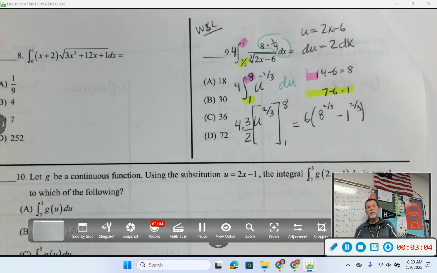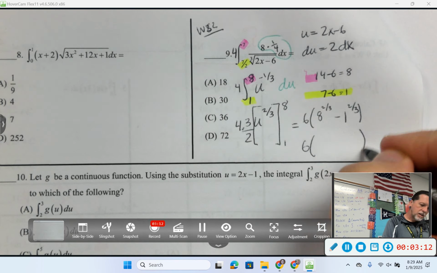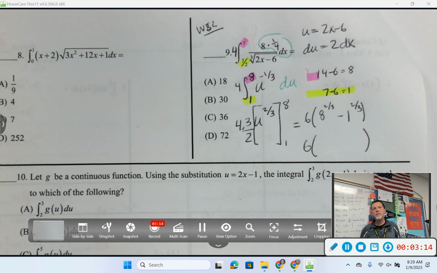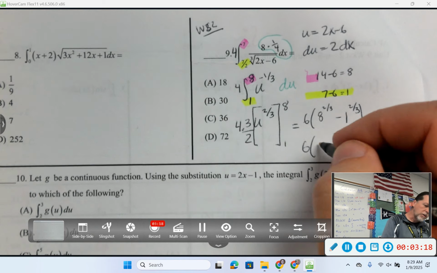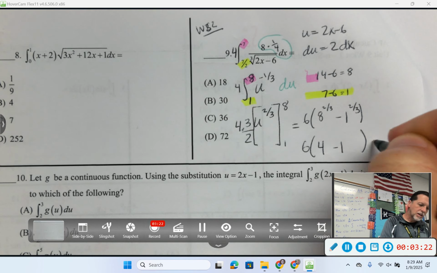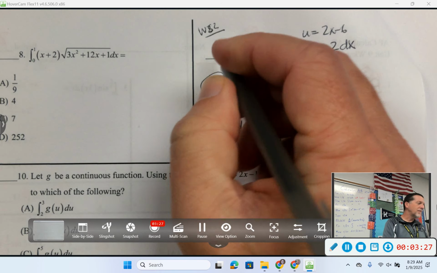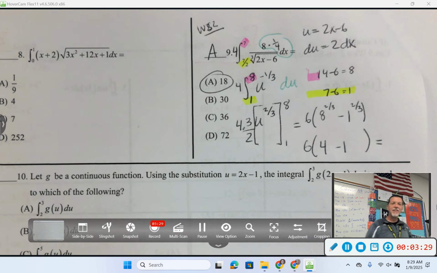And now that would be a safe stop. Obviously it's multiple choice, so I got to keep going. But this would be my first safe stop that I've hit. Let's see, 8 to the 2/3. That's the cube root of 8 is 2, and 2 squared is 4. And then 1 to anything is still 1. So 6 times 3 is 18. Is that what you got, McKenna? Yeah. Well done. A lot going on in that problem.